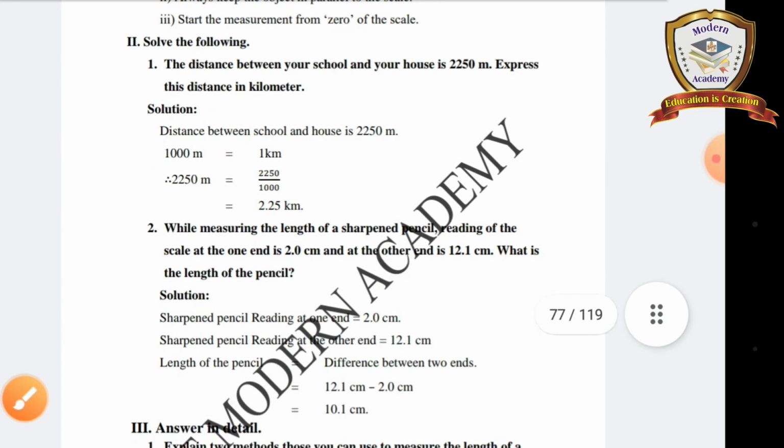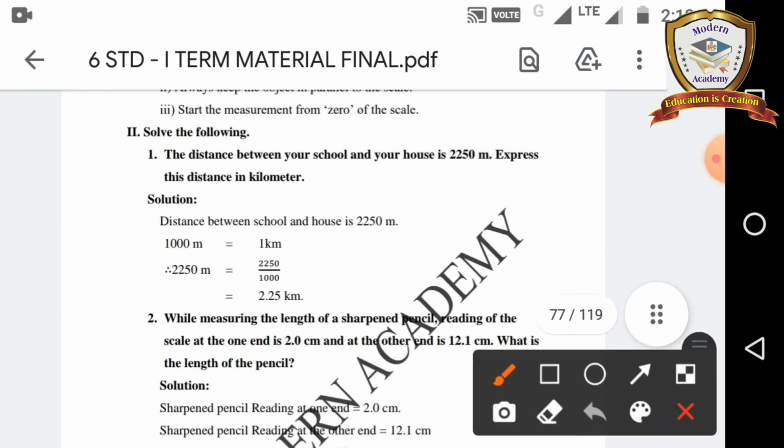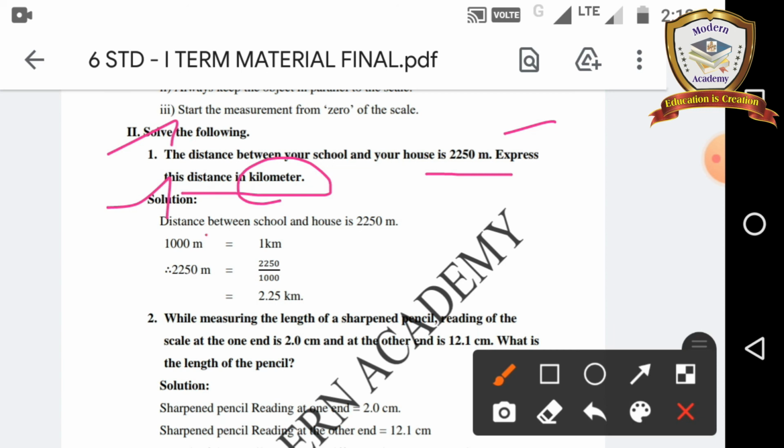Then the next question, second Roman numeral, question number 1. Solve the following. The distance between your school and your home is 2250 meter. Then express this distance in kilometer. Okay, so solution. Here your given data is the distance between school and house is 2250 meter. So we have to convert this meter into kilometer, right?